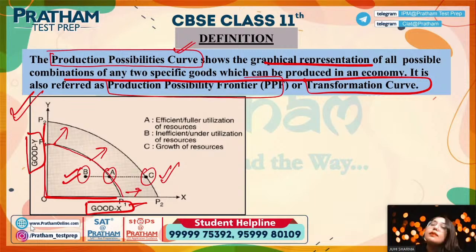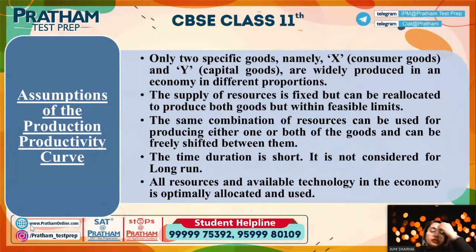Okay, this is an assumption which we made, right? So we have covered two things over here. We have covered that production possibility curve is a graphical representation of all the combinations which can be produced in an economy at a particular point of time, keeping in consideration that we have two goods. And second thing we have is this production possibility curve is also known as production possibility frontier or the transformation curve. Okay, now moving further to the assumptions of the production possibility curve.